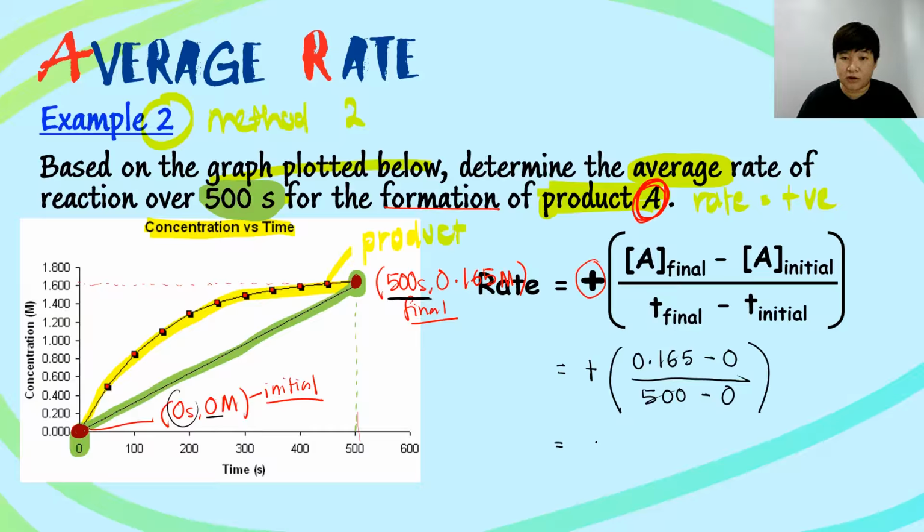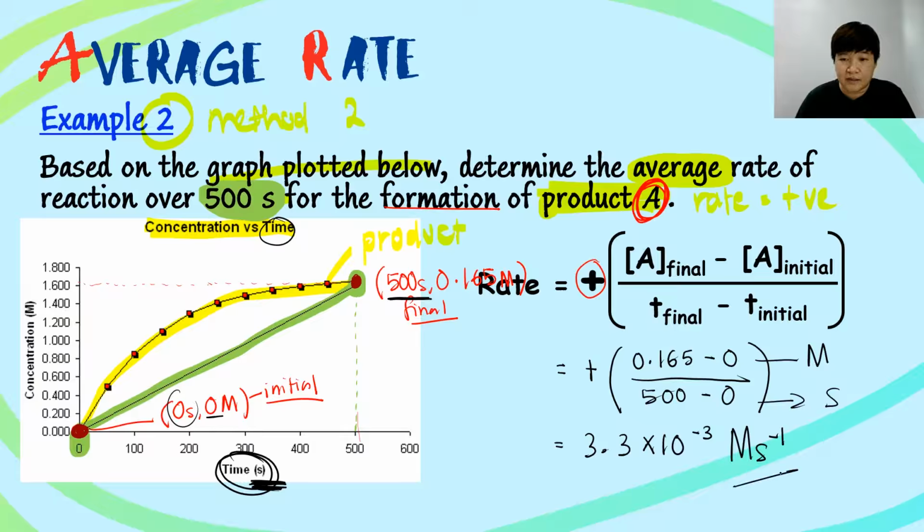Press the calculator correctly. You will have 3.3 times 10 to the power of negative 3. So what would be the unit? Concentration is in molar. Look at your time: your time right now is in seconds, 0 seconds and 500 seconds. So the unit here will be molar second negative 1.